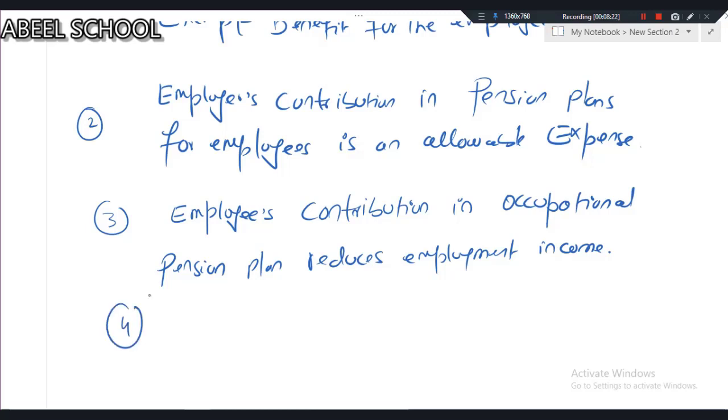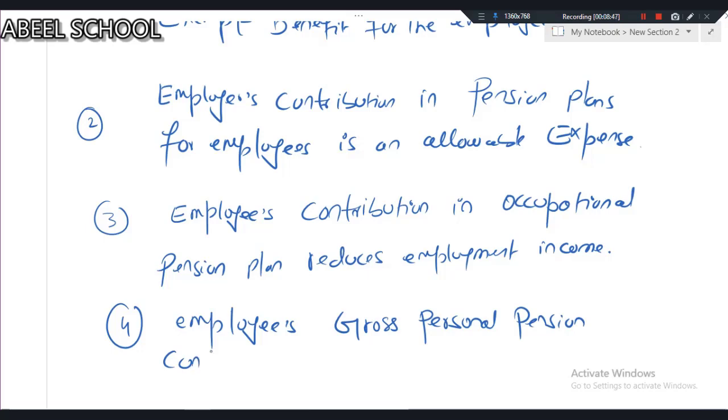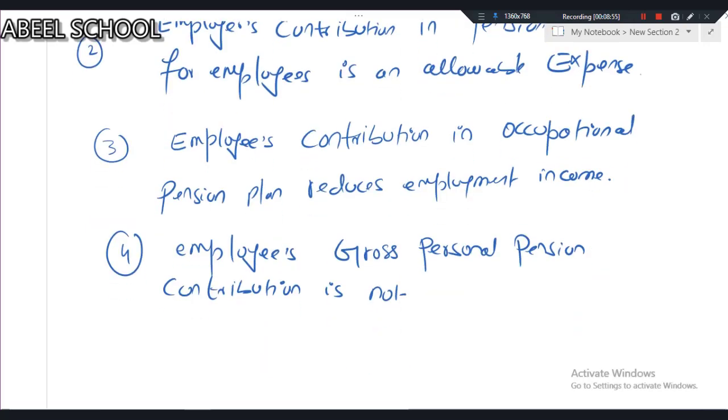Fourth, now let's talk about personal pension contribution. Employee's gross personal pension contribution is not an expense for the individual. It's not an expense for the employee.